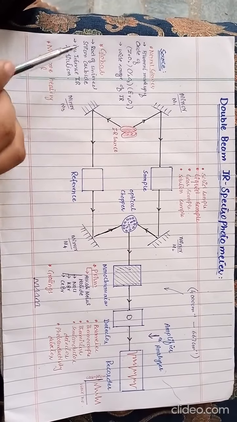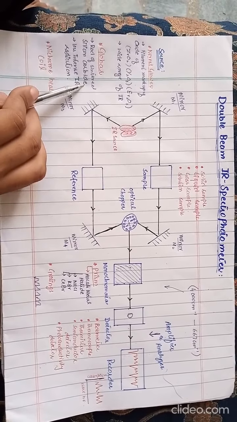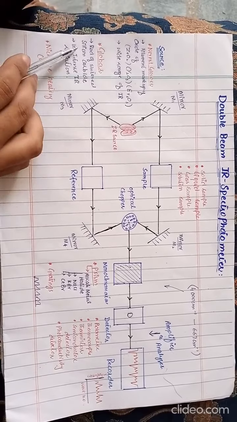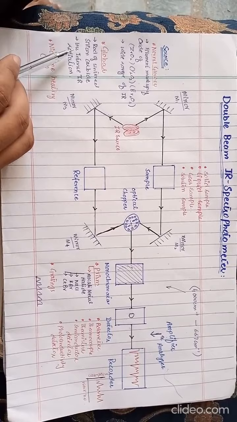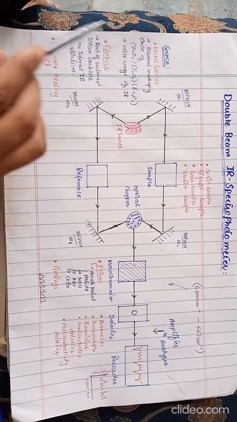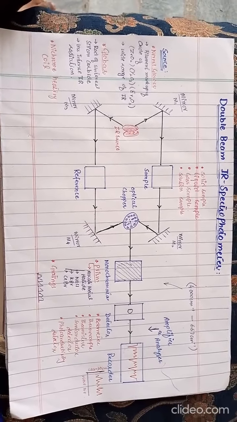In the globar, there is a rod of sintered silicon carbide. The filament of the globar consists of a rod of sintered silicon carbide. When we heat that filament, it releases less intense IR radiation than the Nernst glower. And the last one is the nichrome heating coil.